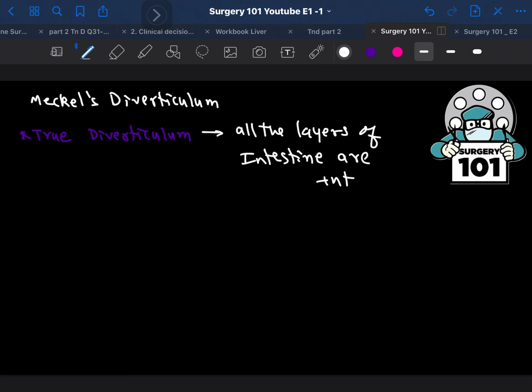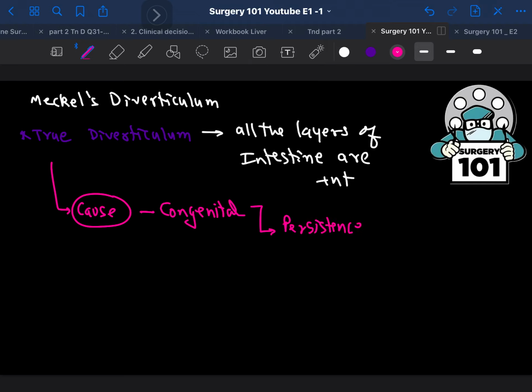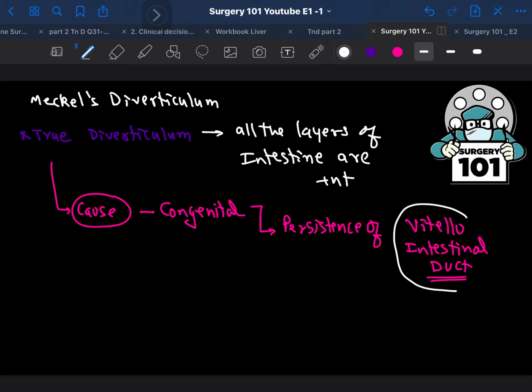So this Meckel's diverticulum, what is the cause of it? It is basically a congenital anomaly, and it is caused because of persistence of the vitellointestinal duct. There is a vitellointestinal duct which we have in the embryonic period, and if this vitellointestinal duct persists, it leads to the formation of a Meckel's diverticulum. Are you able to understand this?